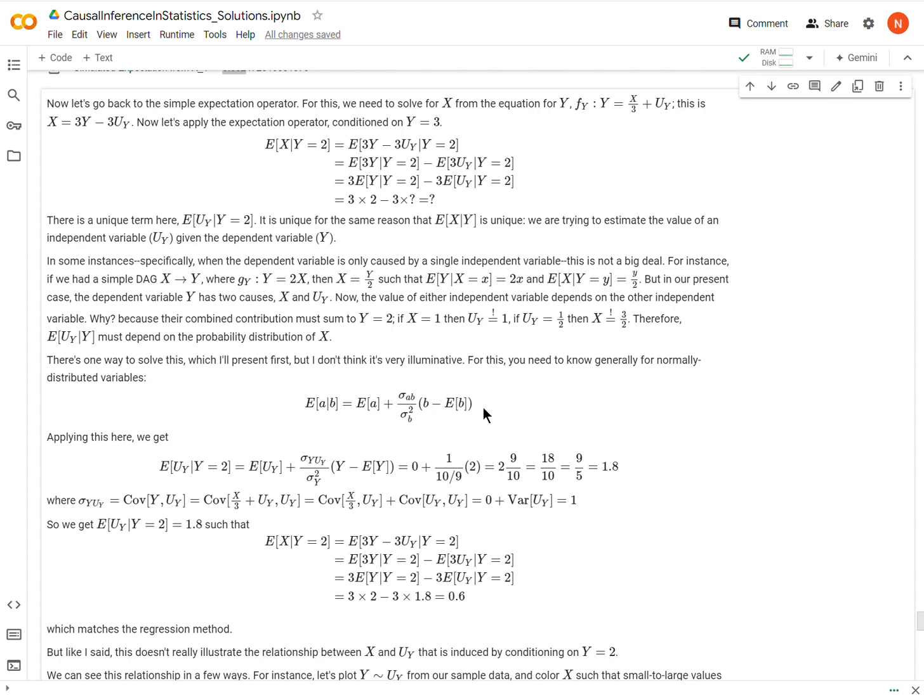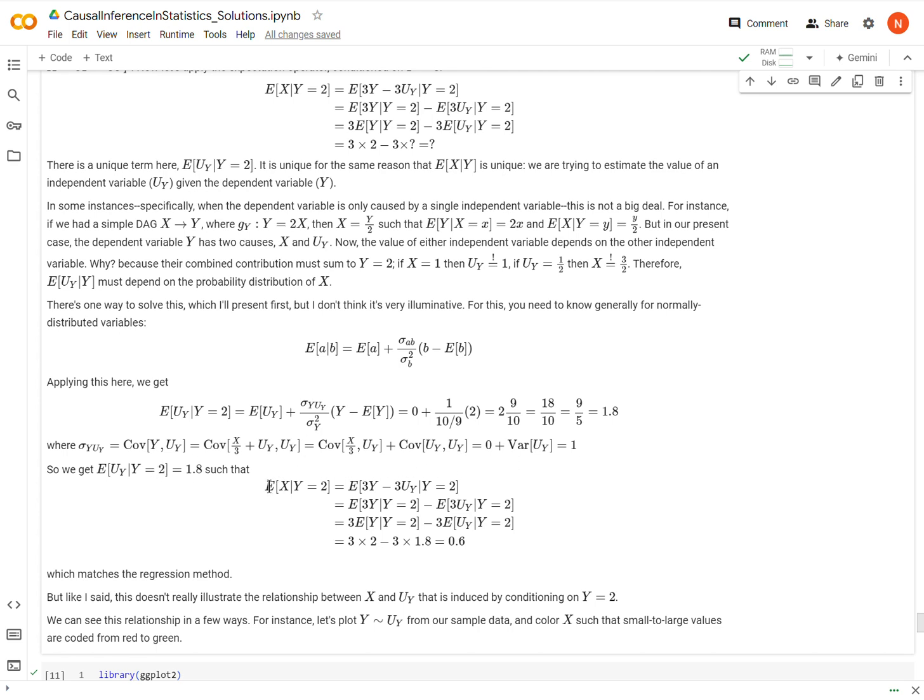It looks a lot like the regression formula, doesn't it? The one difference being that this term here takes B minus the expected value of B rather than just B. Anyway, if I simply blindly apply this formula to what we want, where u of y is A and y is B, I can just churn through, and what I get is that the expected value of u of y given y equals 2 is 1.8.